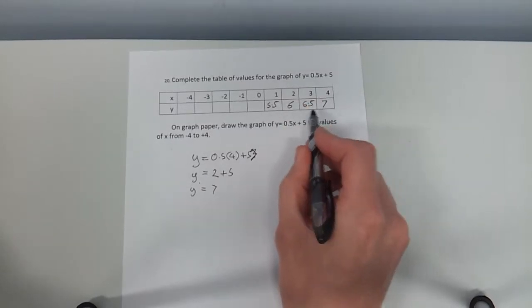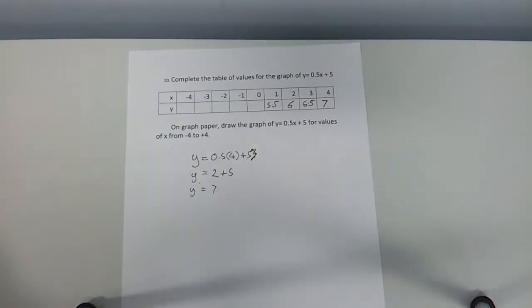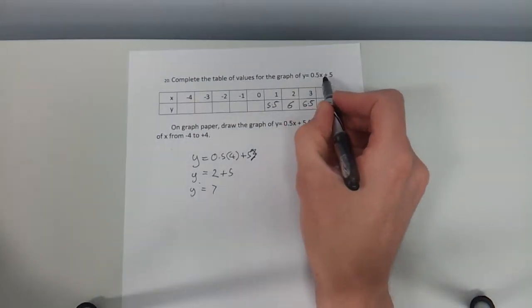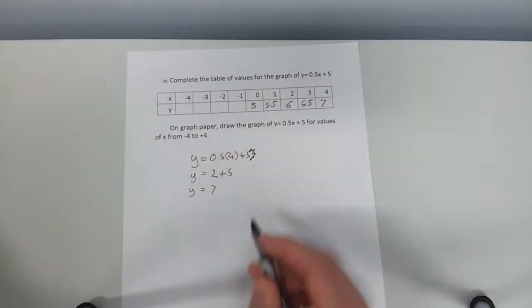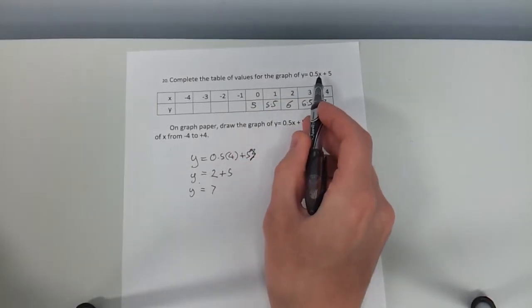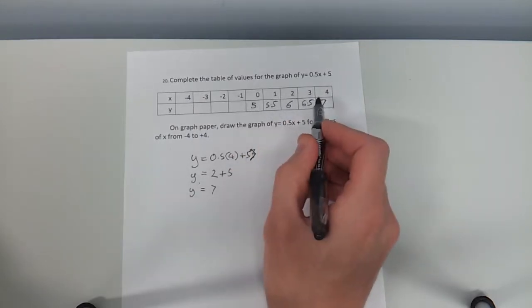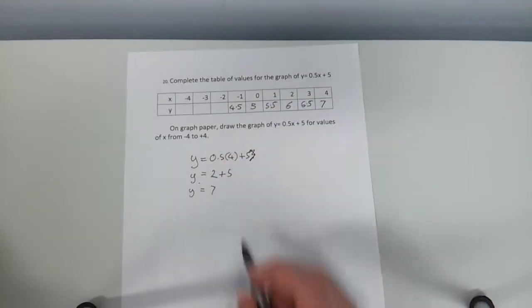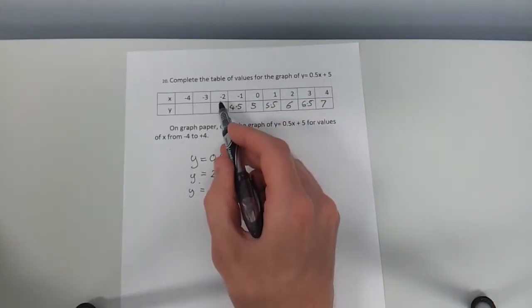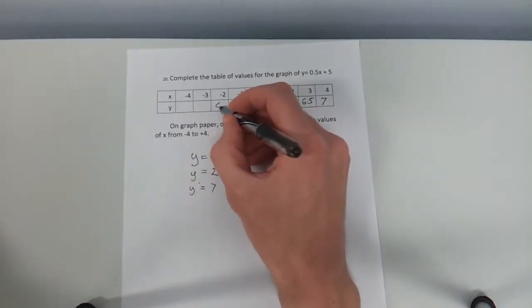Now we could just carry on here with the pattern that we can see forming, but we'll just make sure that we've got it right. So when x is 0, 0.5 times 0 is 0, 0 plus 5 is 5. 0.5 times minus 1 is minus 0.5. Minus 0.5 plus 5 gives us 4.5. Then we've got 0.5 times minus 2, which is minus 1. Minus 1 plus 5 is 4.